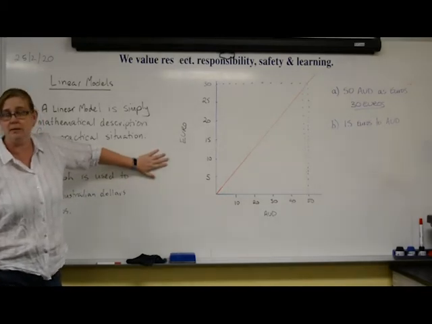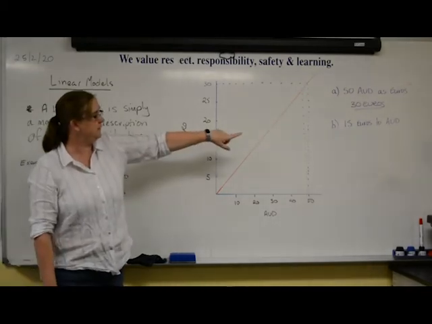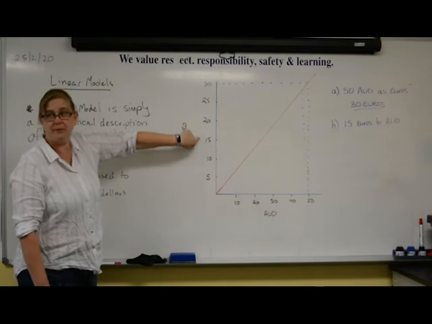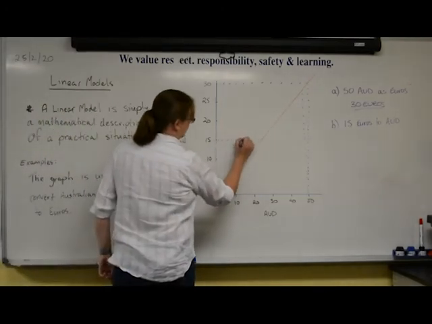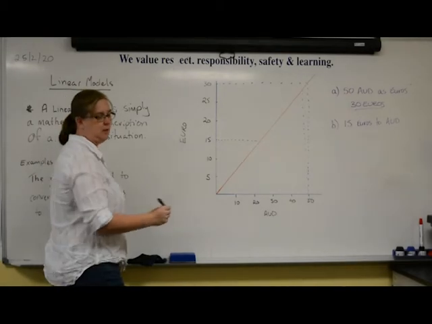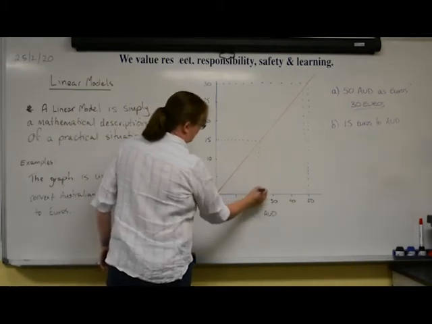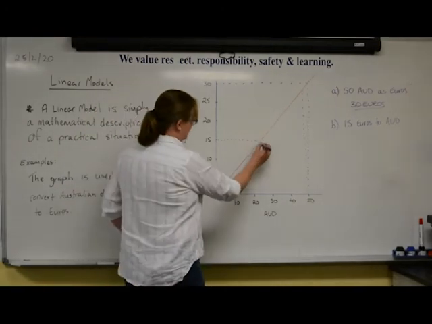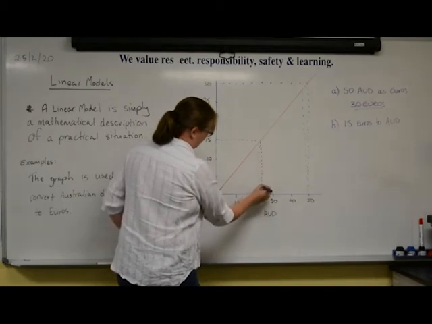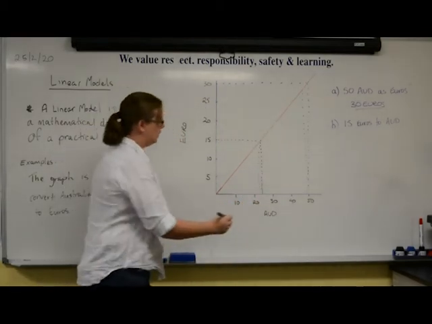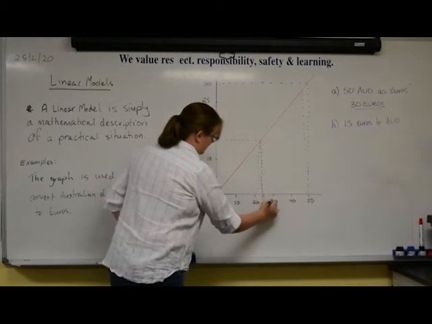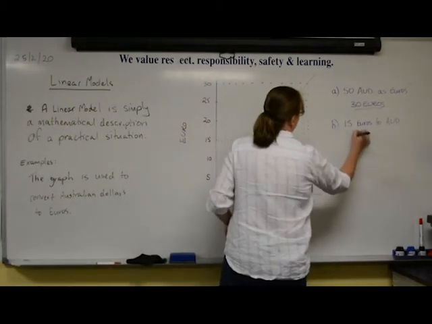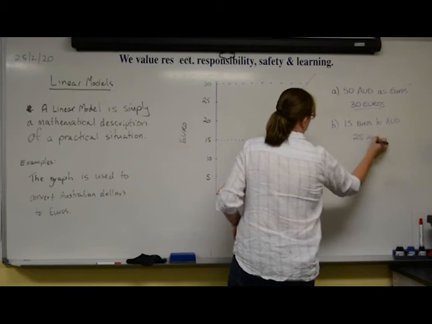Now question B is 15 euros to Australian dollars, so we do exactly the same process, we just go up first. So we go up to the 15, go across. If we've drawn everything properly, we should come down to around about 25. So it should be pretty much halfway. So 15 euros then becomes 25 Australian dollars. Wait, did you say 25?